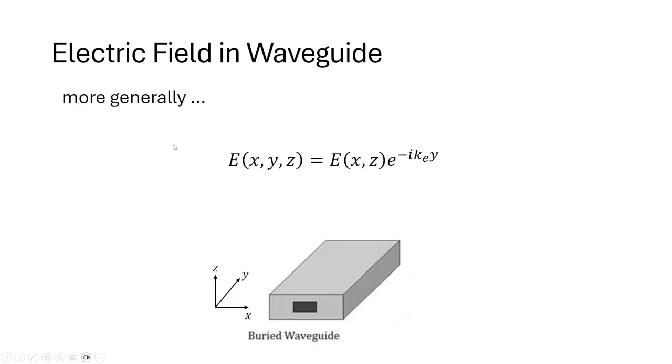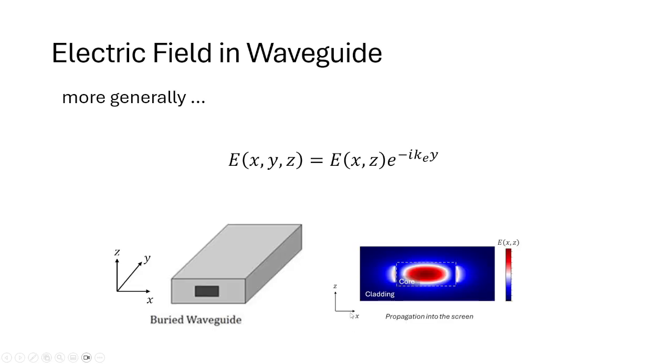All right. So more generally, of course, we're usually going to be working with 3D stuff. So our electric field is actually a function of X, Y, and Z. But again, along the Y direction, we just have our plane wave term, and then we have some sort of electric field profile in the X and Z direction. And here's what that looks like. I actually simulated this sort of waveguide structure, this buried waveguide structure, using MPB, and we'll be doing that later. But here's what that looks like.